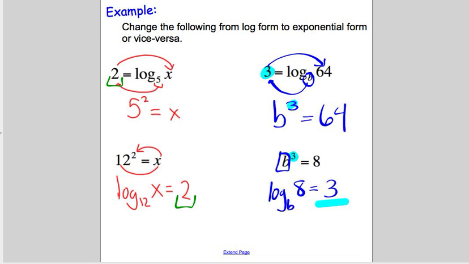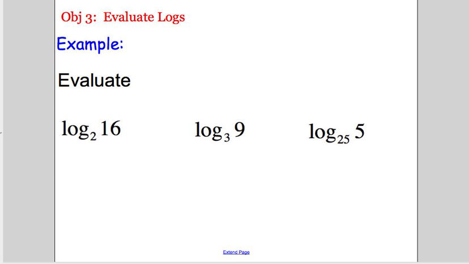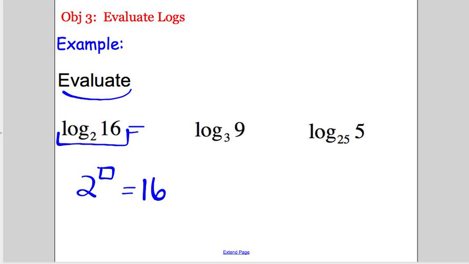Let's take a look at some other examples where we're going to be asked to evaluate. It's good to think back into exponential form since we're faster with exponential form. This statement says that 2 to some power equals 16. Because when I'm asked to evaluate, I'm really trying to find the value. What does this equal in number terms? These are equivalent statements. 2 to some power equals 16. Hopefully you can guess and check and realize that 2 to the fourth power equals 16. So the answer here is 4.